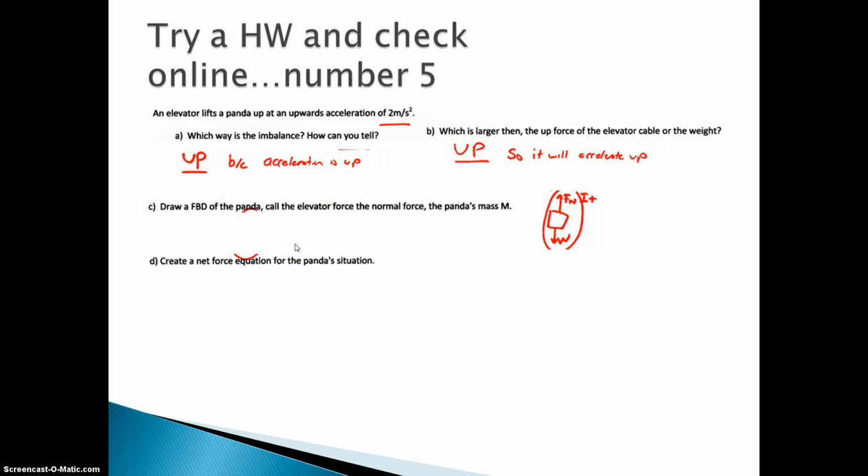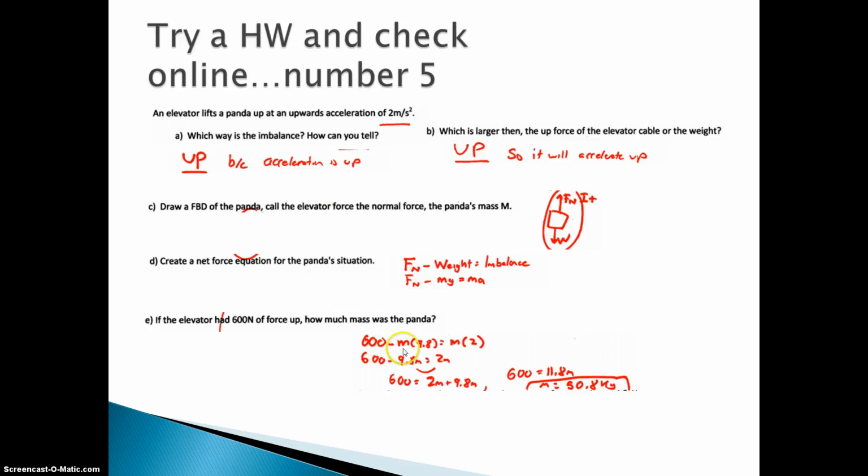Create a net force equation for the panda situation. Again, panda elevator, same thing. The normal force minus the weight equals the imbalance. Fn, normal force, minus mg equals ma. If the elevator had 600 newtons of force up, how much mass was the panda elevator? Let's plug 600 in here. 600 minus m times gravity equals ma. Notice again, this is positive because the negative of downwards is already in front. And since upward is positive, the acceleration is positive, this is also a positive value.